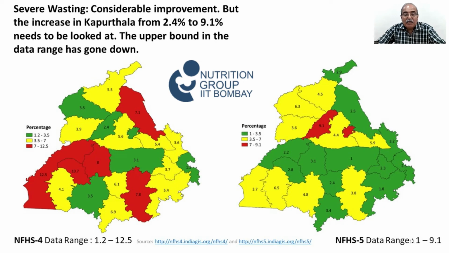When it comes to severe wasting, we again see considerable improvement, but there are a couple of surprises here. One or two districts doing rather badly, but one needs to see why this has happened. The upper bound in severe wasting has come down from 12.5 to 9.1, though given the prosperity and agricultural prosperity of Punjab, this should come down fairly rapidly. I think that's something which the state would look at.